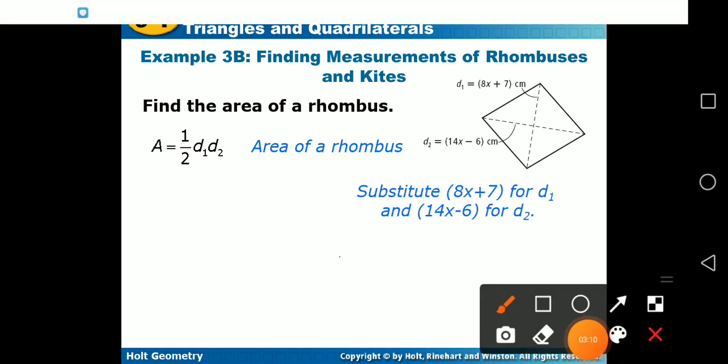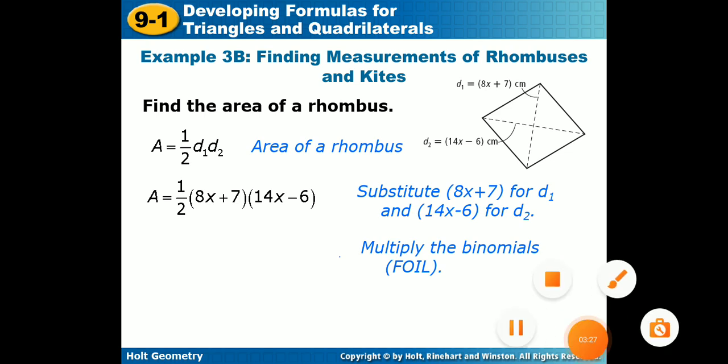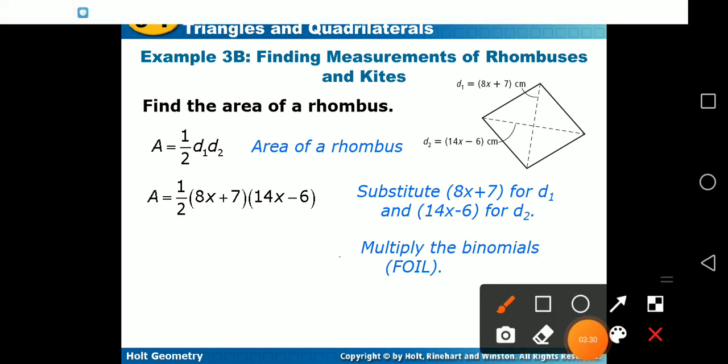Substitute means what? Put instead. Instead of d1, I will put 8x plus 7. And instead of d2, I'll put 14x minus 6. Okay, guys? Then what should I do? I will solve for this. Multiply the binomials here. So let's do it together. I have here half, 8x plus 7, 14x minus 6. So for now forget the half. I will write the half like this.